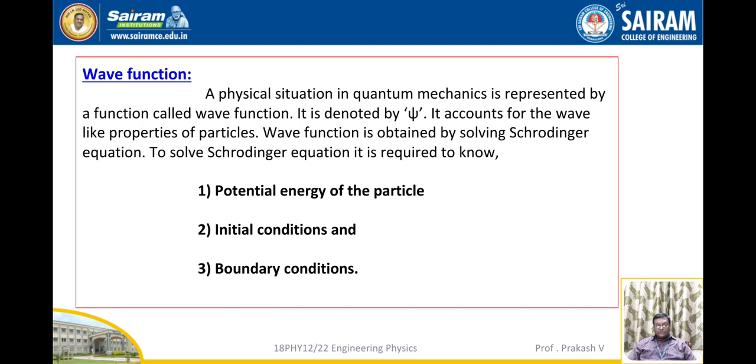To solve the Schrodinger equation, it is required to know the potential energy of a particle, the initial conditions, and the boundary conditions. These are all the requirements in order to solve the Schrodinger wave equation.